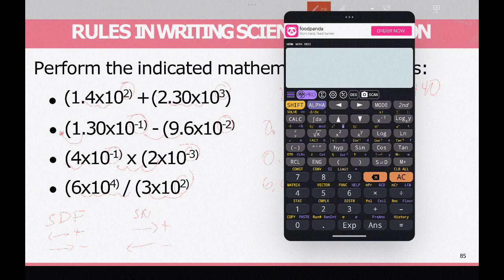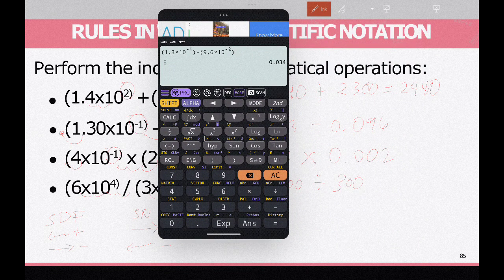Next, let's clear this one. Open parenthesis, and we put 1.3 times 10, then raised to negative 1, and then you close. Then put operation subtraction, open parenthesis again, 9.6 times 10, then raised to negative 2, and then you close it again, and you will get 0.034.